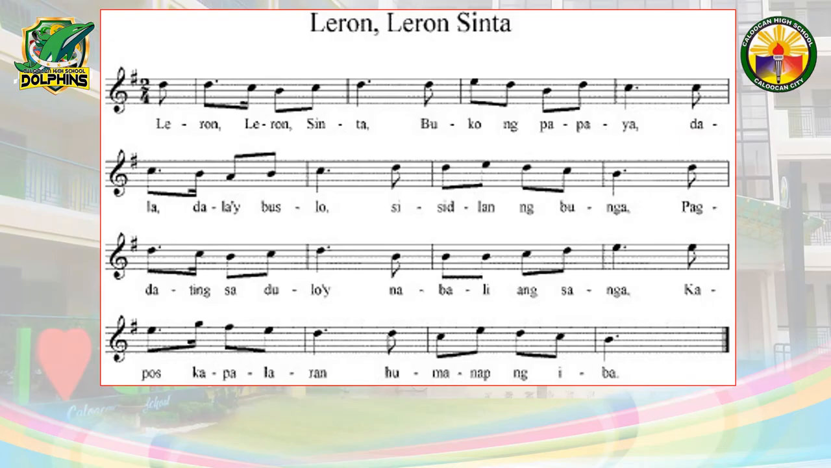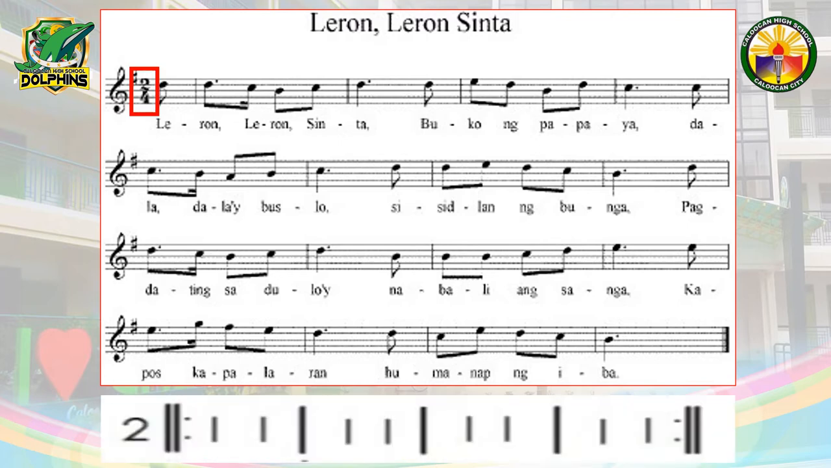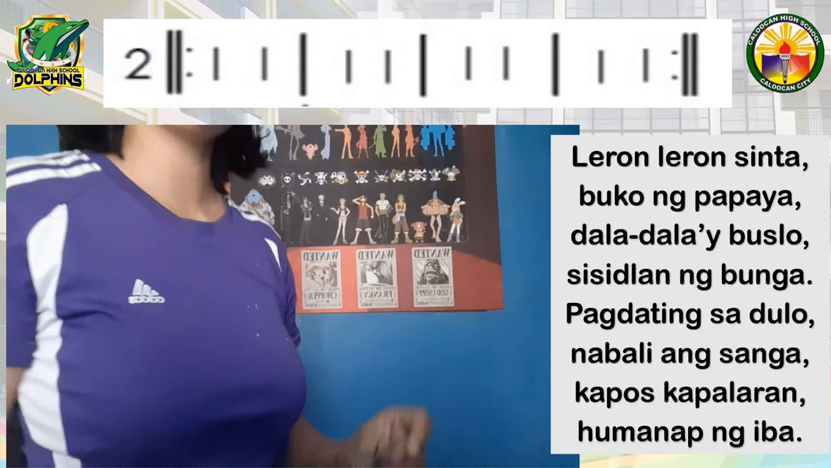As you can see in the musical score sheet of Leron Leron Sinta, it is in 2/4 time signature. So, there are 2 beats in every measure. In this online activity, we are going to clap repeatedly the rhythmic pattern of the Leron Leron Sinta for you to become familiar with the rhythmic pattern.